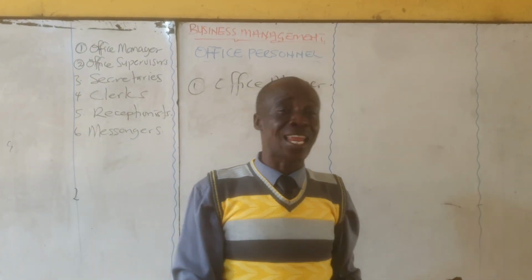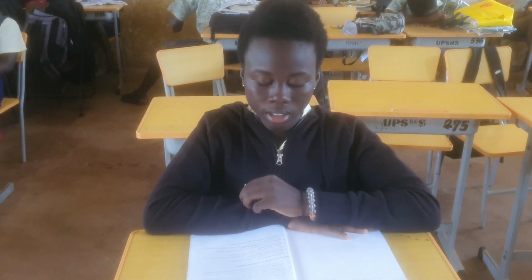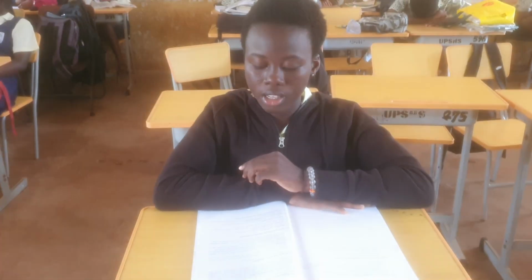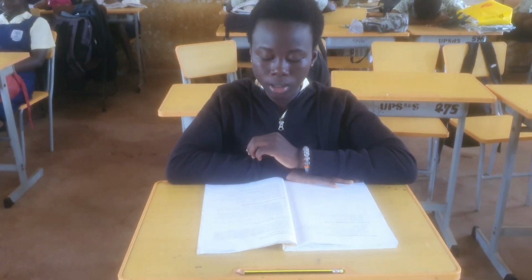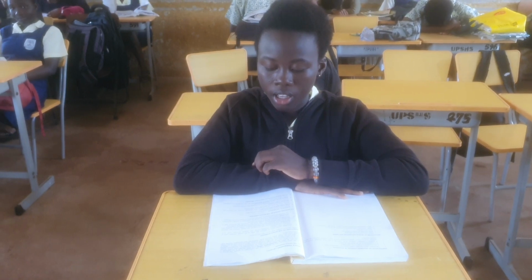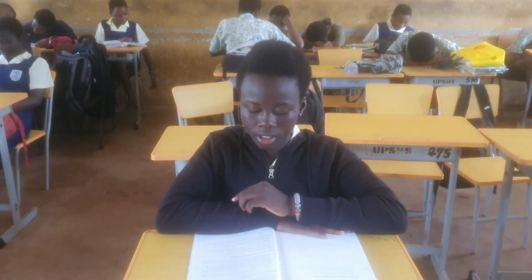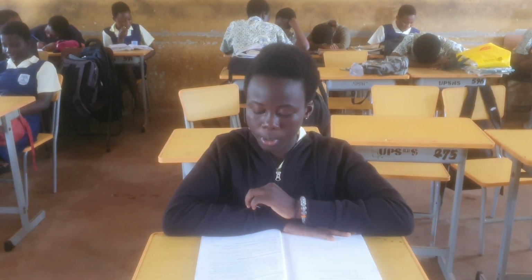So, Grace, let's start. The office manager. The title office manager may be different from one organization to another. The person in charge may be called an administrative officer. The office manager is the supervisor in charge of an office. He or she may not necessarily be a top management policymaker.